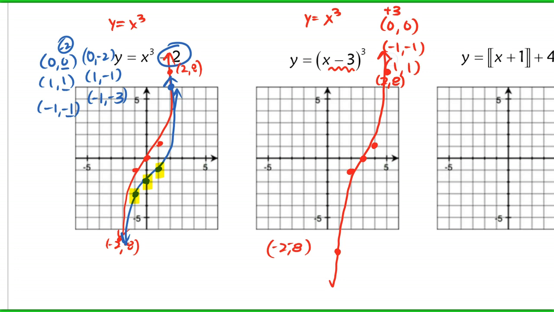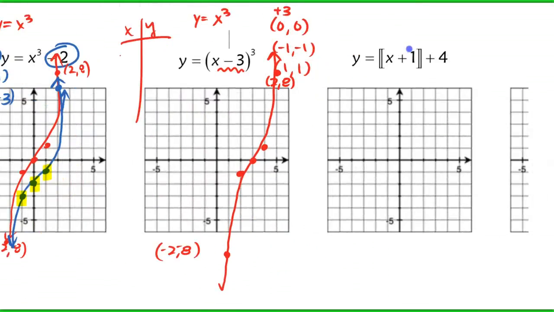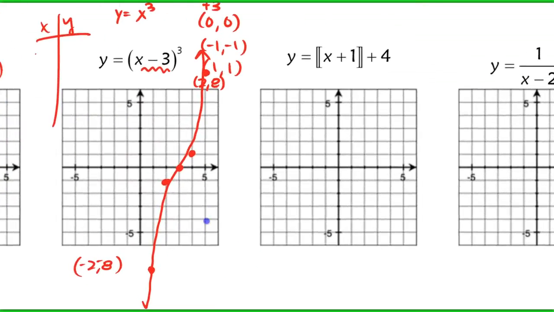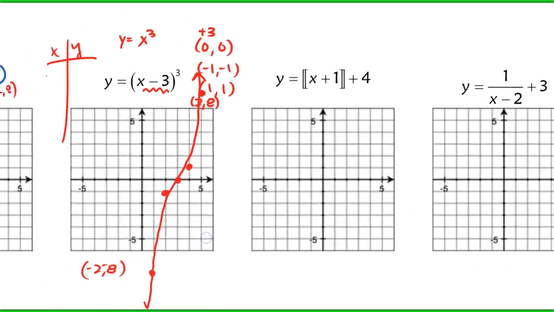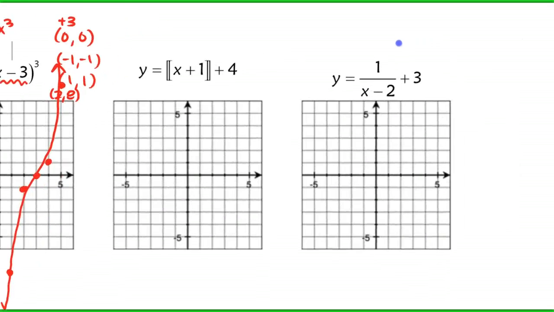And again, we're doing this very quickly, right? We don't need to write a table and make our x, y, because we already know a lot of these points, and we can do these in our head as well. I'm just showing you the work. Alright, now, greatest integer function. This one has been moved to the left 1 and up 4. I'm going to let you guys do this just to save some time here, because we still have a whole lot more to do in this graph.